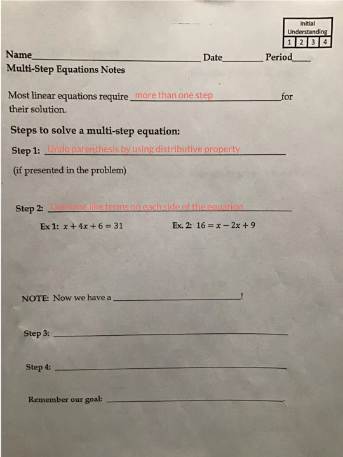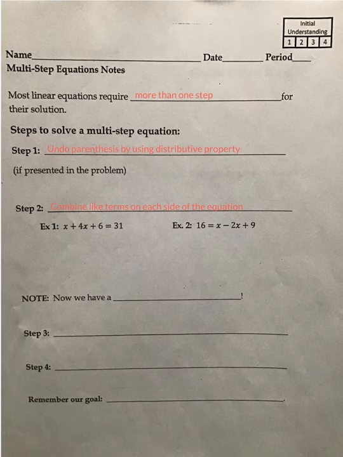Step 1. Undo parentheses by using the distributive property, if it's in the problem. Step 2. Combine like terms on each side of the equation. We're going to look at these two examples now.